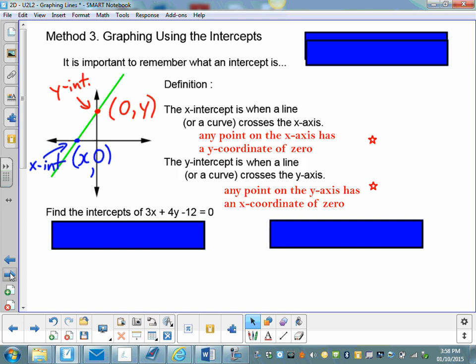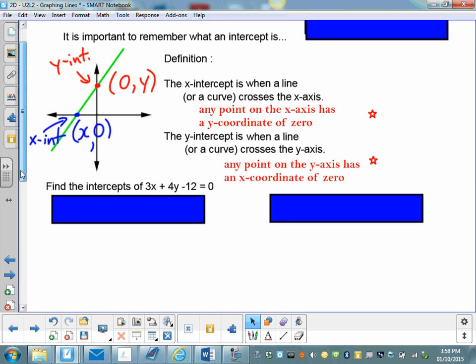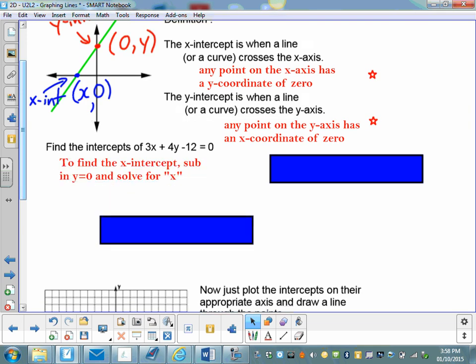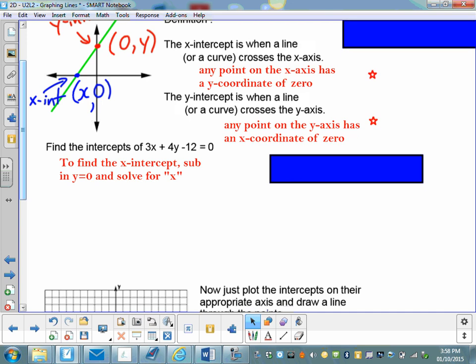So we're going to do an example here where we find the intercepts of this equation of a line. So we've got our equation here. If we're going to find the intercepts, we'll start with the x-intercept. To find the x-intercept, sub in y equals 0, because like we said up above, any point on the x-axis has a y value of 0. So we're going to sub in y equals 0 and solve for x.